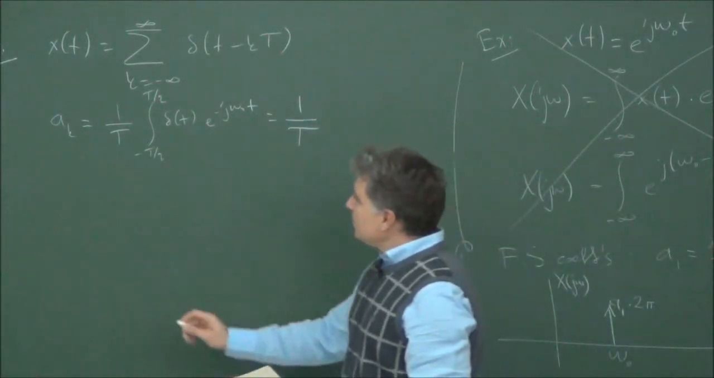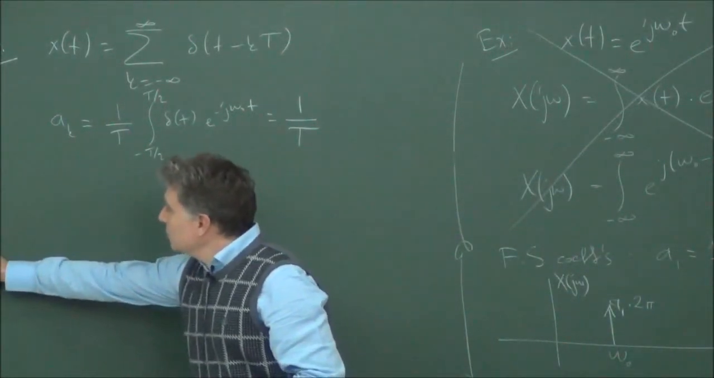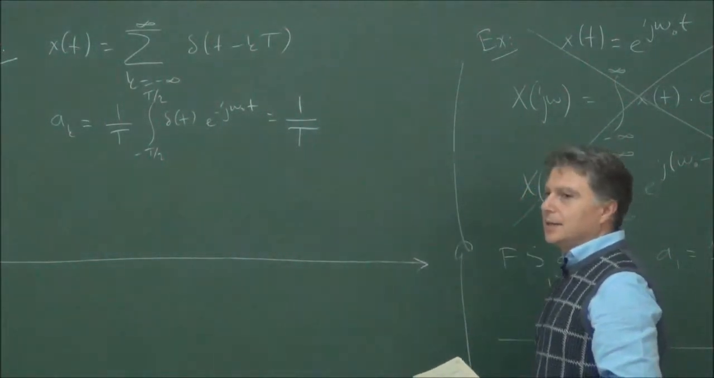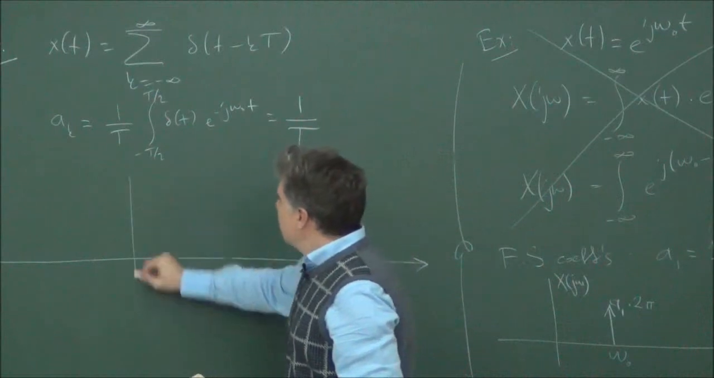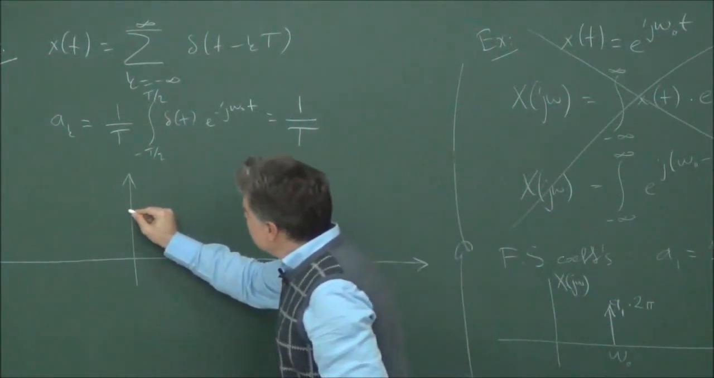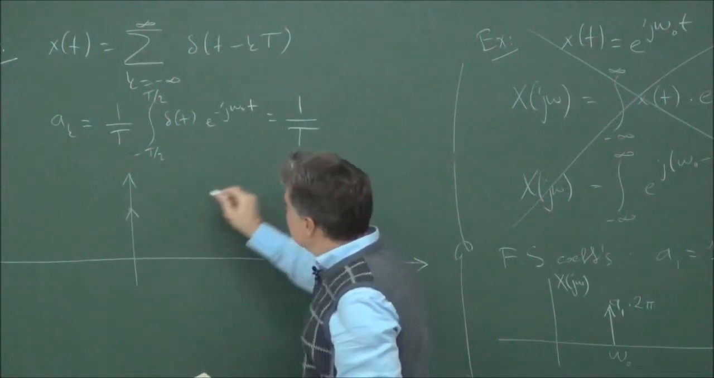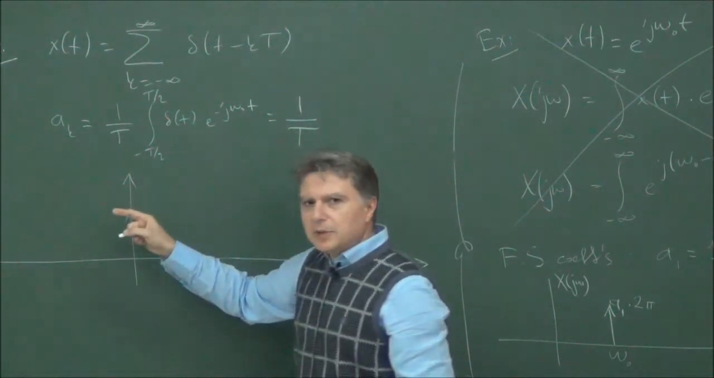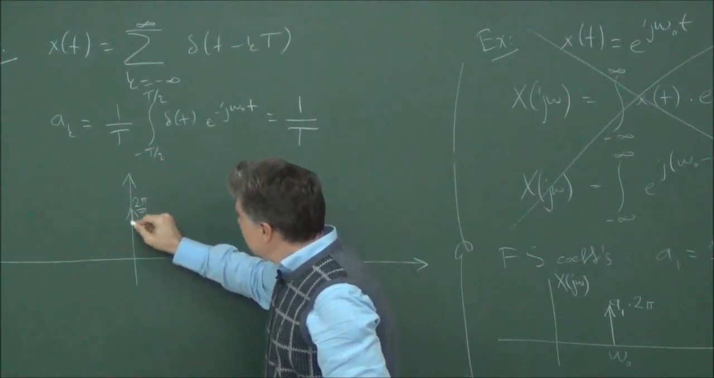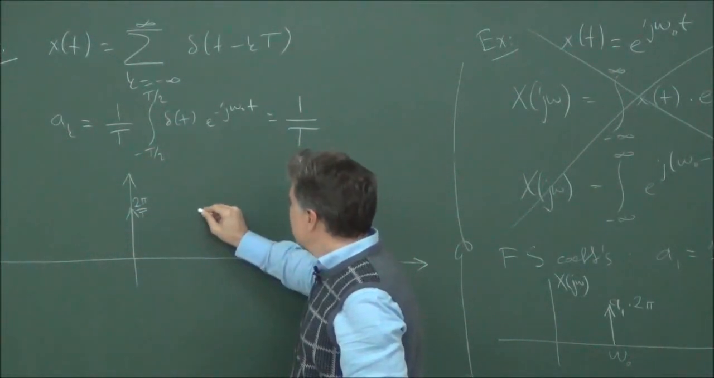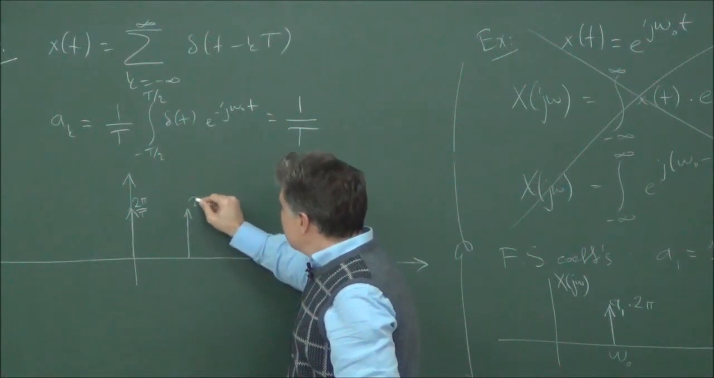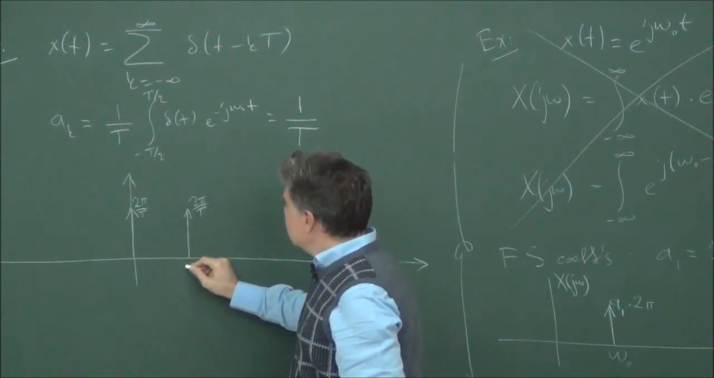Now, what are we going to do now? So, what does the Fourier transform of that thing look like? A0 is here, and it's equal to 1 over capital T. So I have to multiply it by 2 pi. 2 pi over capital T, the first impulse. And then the second impulse, it's again value 2 pi over capital T at omega 0.